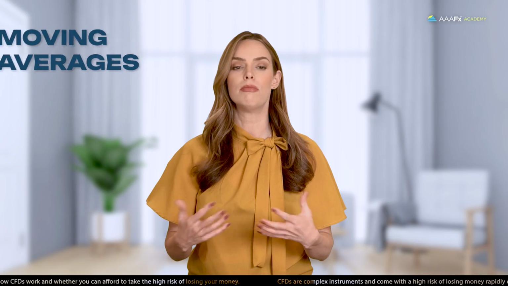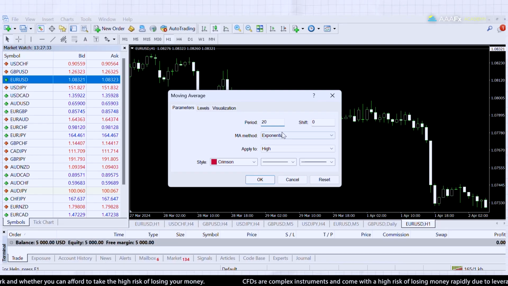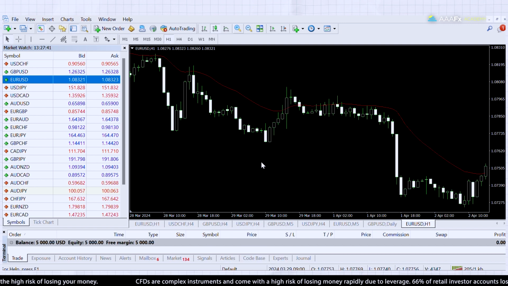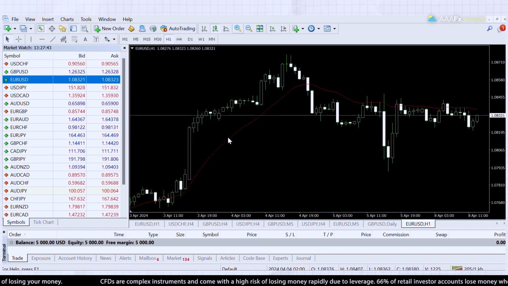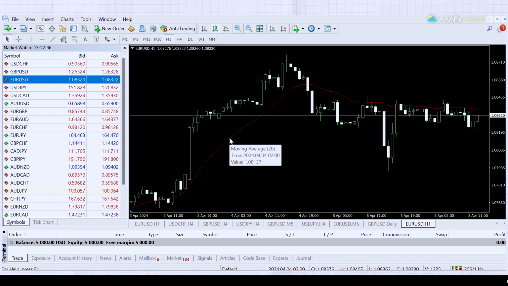But don't worry, I'm gonna make it easy for you. These are not your typical fixed lines. They're dynamic, moving with the market. One popular method is using moving averages. For example, the 20-period exponential moving average, or EMA. It reflects the average price over a set period, smoothing out fluctuations. In a trending market, it shows trend direction and potential pullback areas.